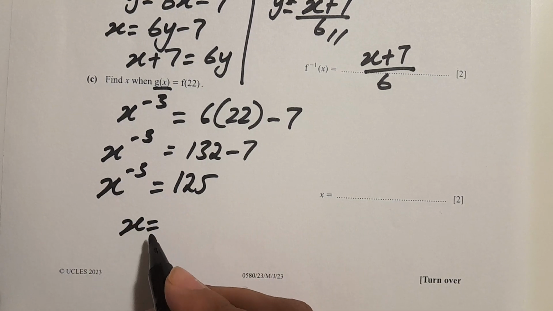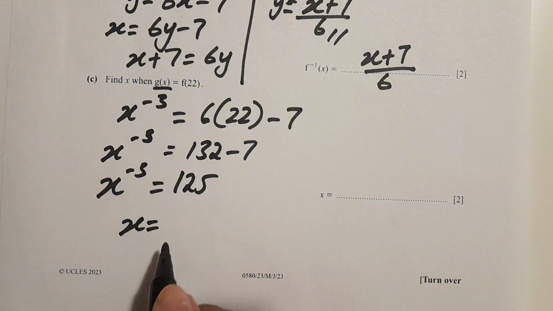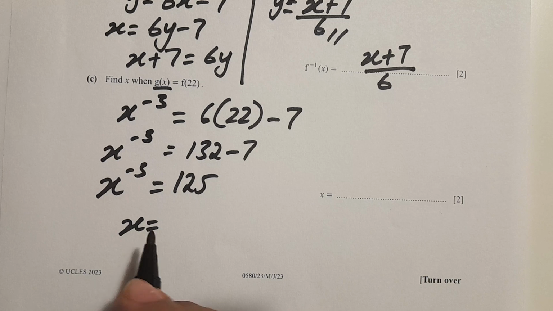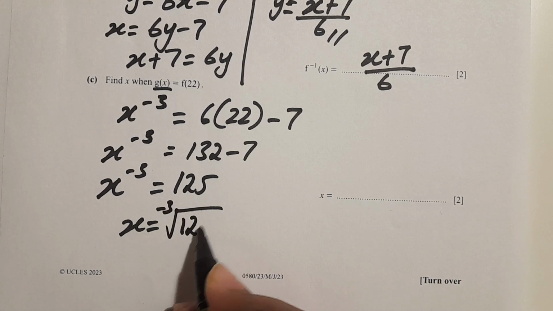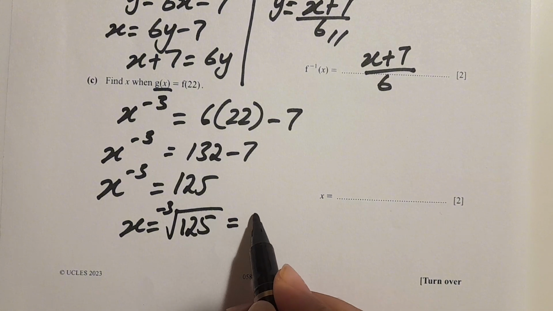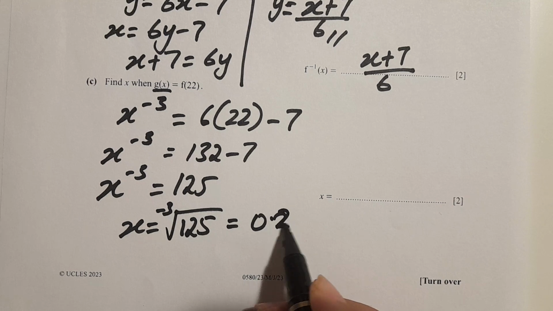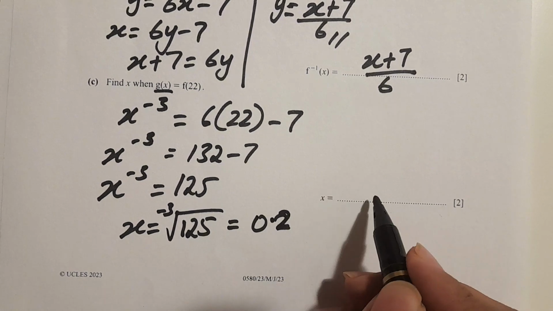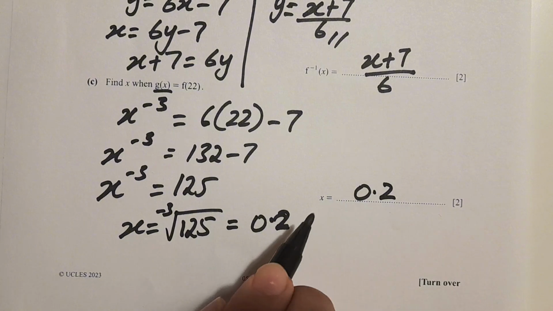So x is equal to the cube root of minus 3, 125, and by inputting it into the calculator, it will be 0.2. So the value of x will be 0.2. So we'll write 0.2 as the final answer for part C.